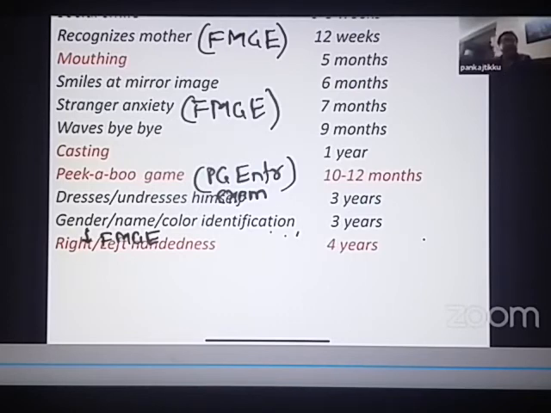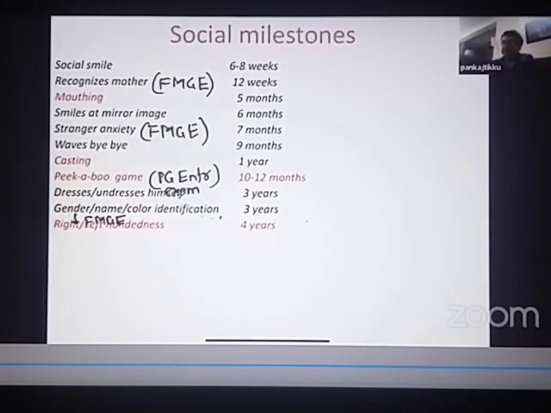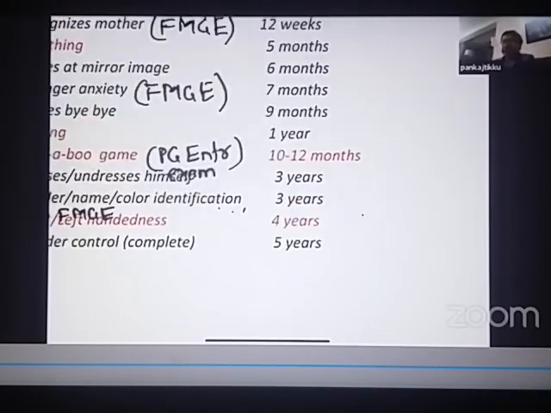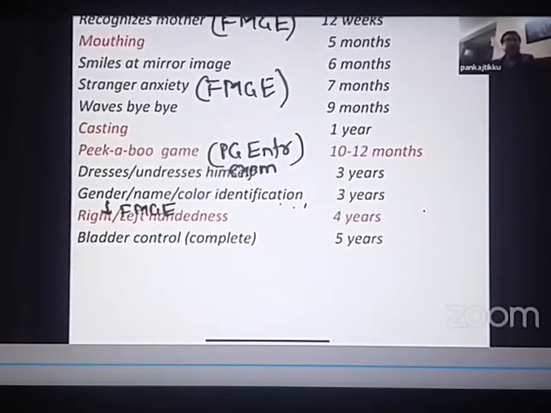Right-handedness or left-handedness appears at the age of 4 years. I think presently in Ghai it is written 4 years. You should remember, the child becomes predominantly right-handed or left-handed. We all are either right-handed or left-handed. This is achieved at the age of 4 years. When does a child achieve complete bladder control? A child achieves complete bladder control at the age of 5 years.